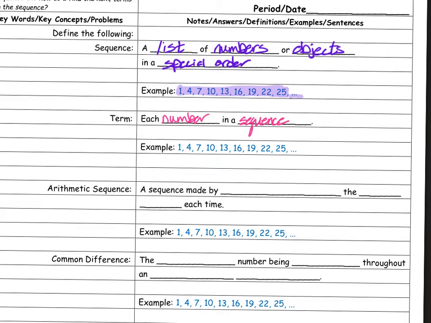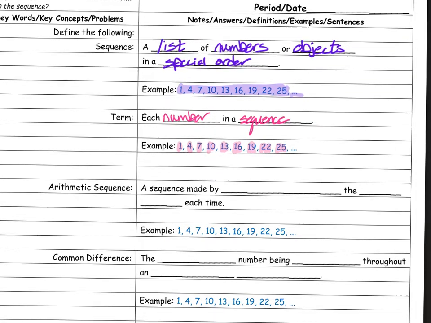So each term, that means every number in the sequence, every number is a term. That means 1 is a term, 4 is a term, 7 is a term, 10 is a term, 13, 16, 19, 22, 25. Every single little number in there is a term. Each one of them is a different term. So we can have lots of different terms in a sequence.